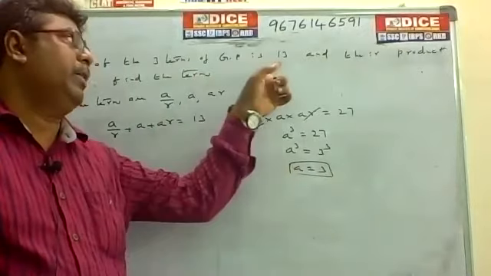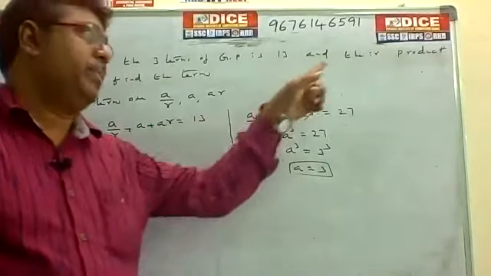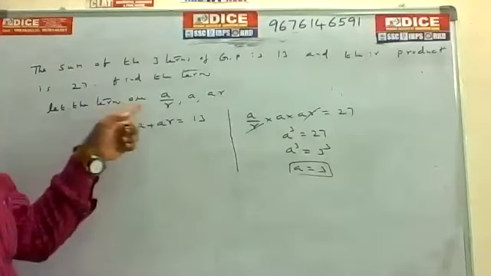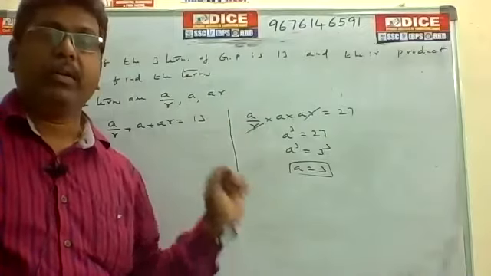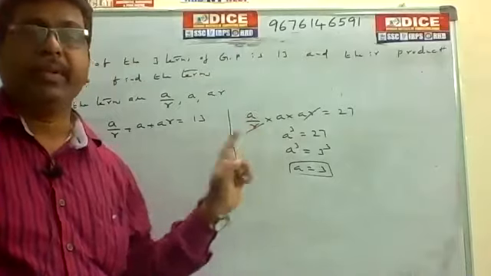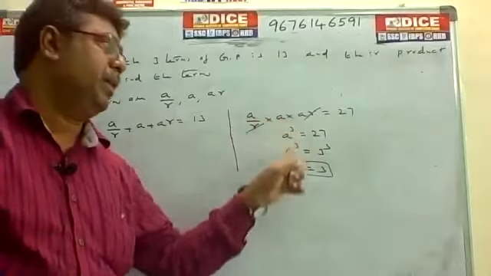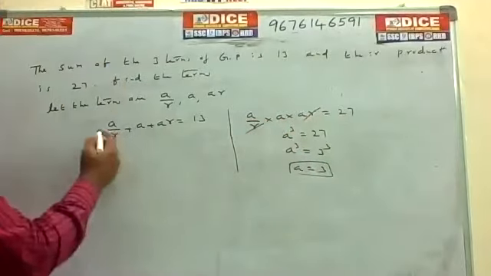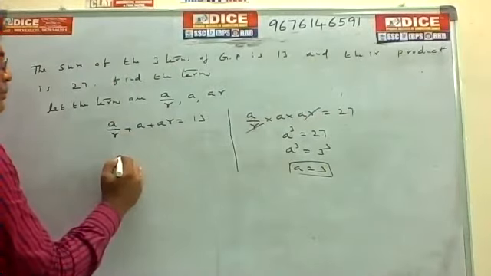So the sum of the three terms is 13: A by R plus A plus AR is equal to 13. First of all, I assume the three terms are A by R, A and AR. This is compulsory. You have to assume the terms like this only. Sum means plus, product means into. Now, having found A is equal to 3, substitute the value of A is equal to 3 here.